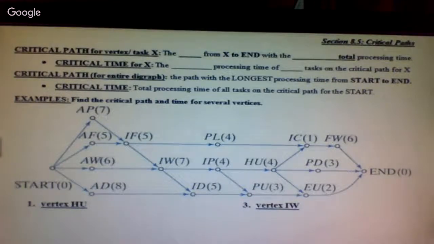Okay, so the last thing we need to talk about is critical paths and critical times. And I'm telling you now, there's one on the release test on critical times. So I guarantee you're going to see this again. Hold on. My pages are all out of whack.